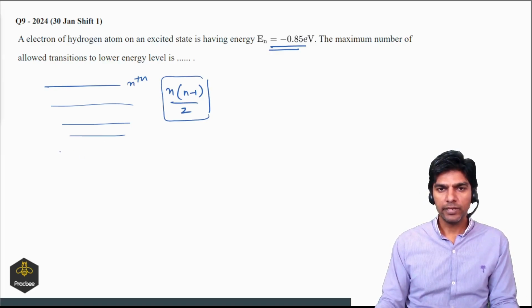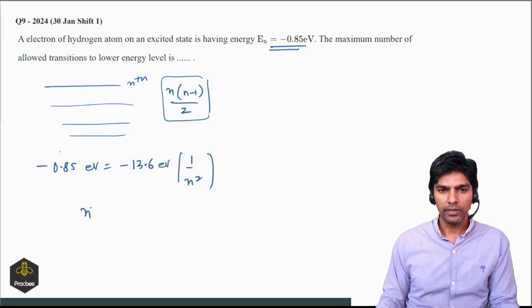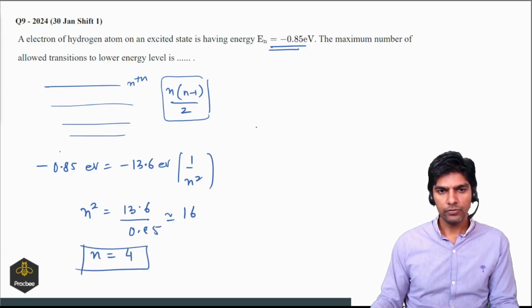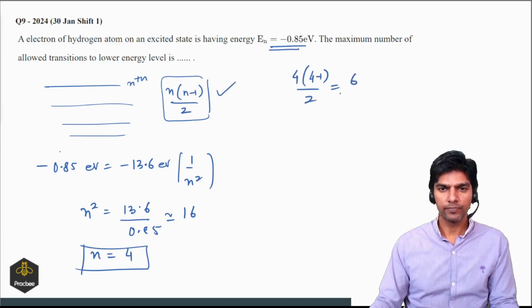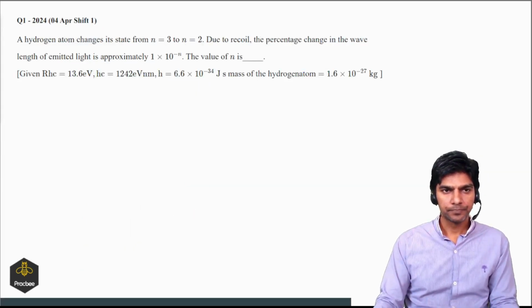So En is given as minus 0.85 electron volt. So minus 0.85 electron volt can be written as minus 13.6 electron volt times 1 by n square. So n square will be 13.6 divided by 0.85, which nearly equals 16. So n comes out to be 4. Since n is 4, now let us put the value of n in this formula. So 4 times 4 minus 1 by 2, that will be 6. So 6 is the answer of this question. Right, so let us see the next question.